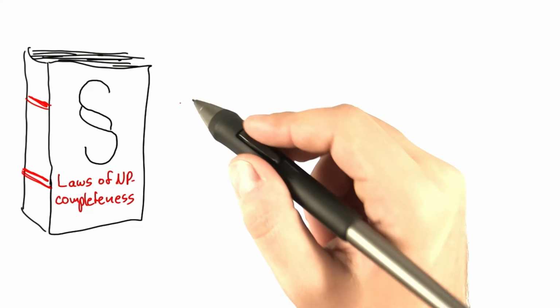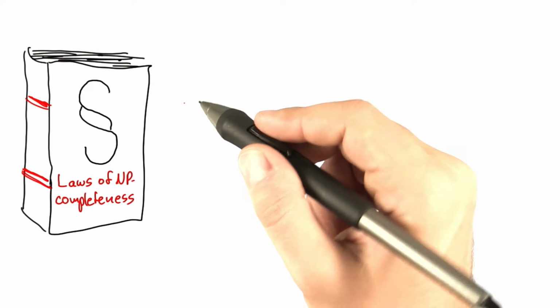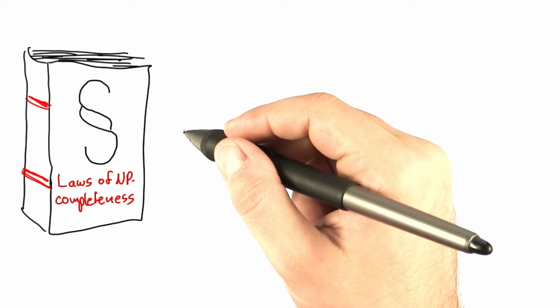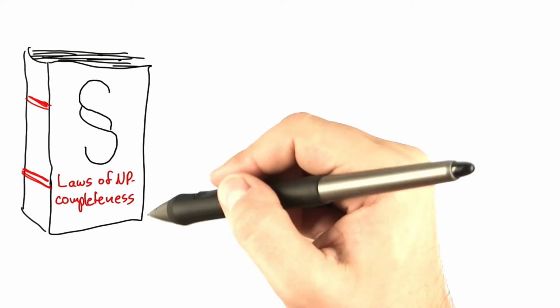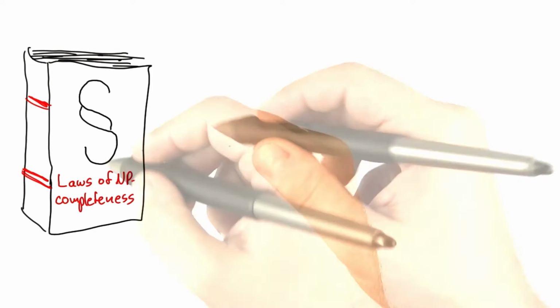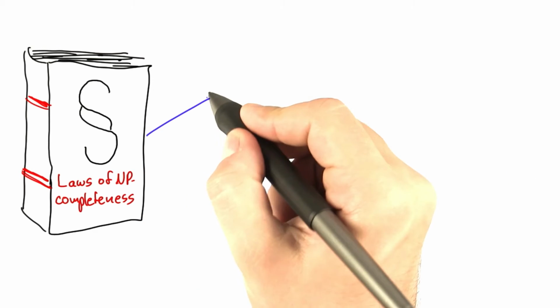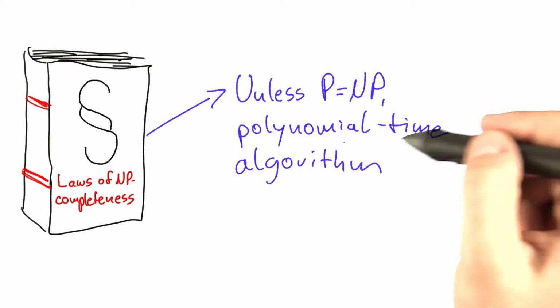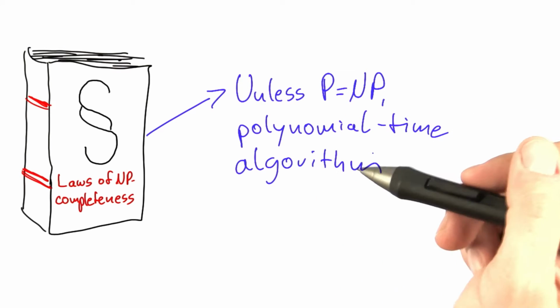So how can you deal with an NP-complete problem, other than avoiding it? Well, I think you should think of yourself as kind of a lawyer who has to work with the laws of NP-completeness. And the main law of NP-completeness is this. Unless P equals NP, there will be no polynomial time algorithm for your NP-complete problems.